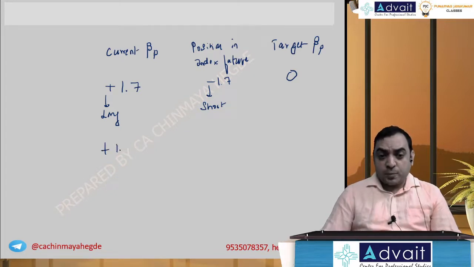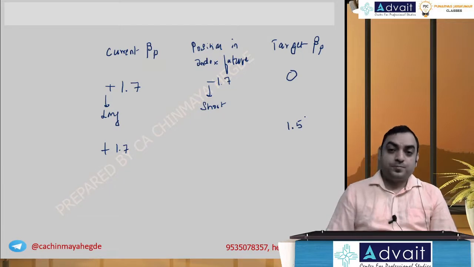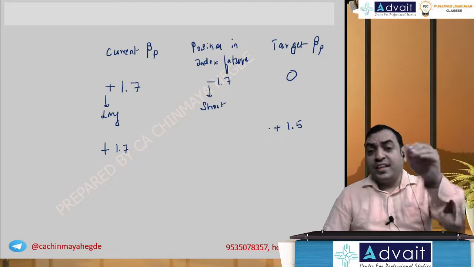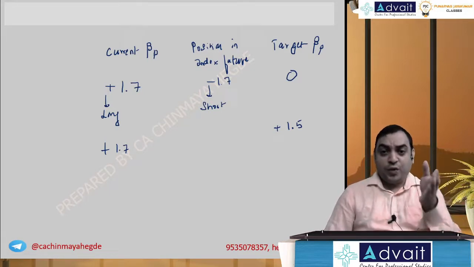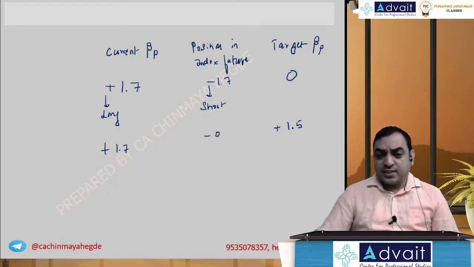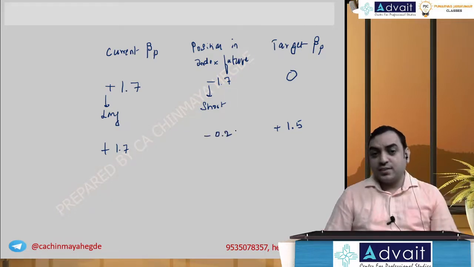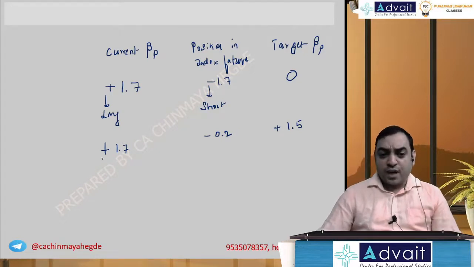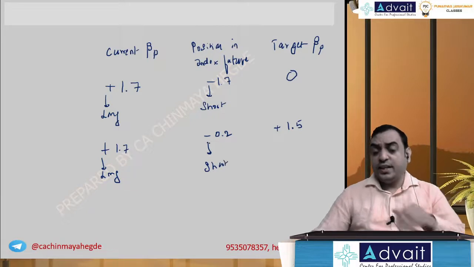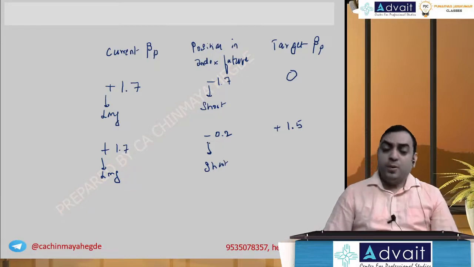Suppose it is plus 1.7, and I want to reach 1.5. From 1.7, I have to come to plus 1.5. So what should I do in index futures? Can you tell me? If 1.7 should become 1.5, I'll do minus 0.2 in index futures. Simple mathematics. If you have a plus 1.7 long position in the portfolio, minus 0.2, minus means short it in index futures, thereby you get plus 1.5.